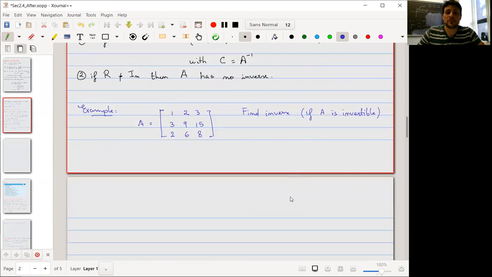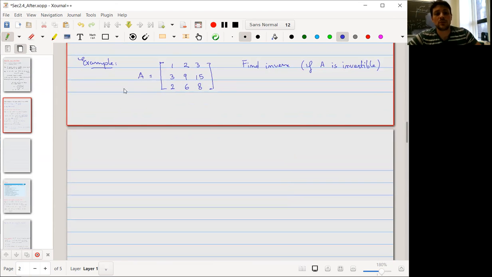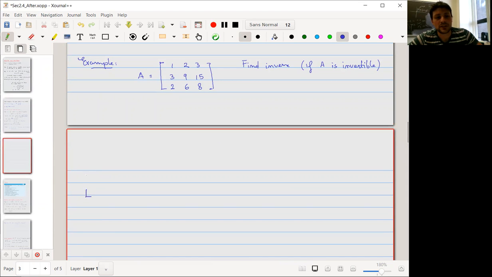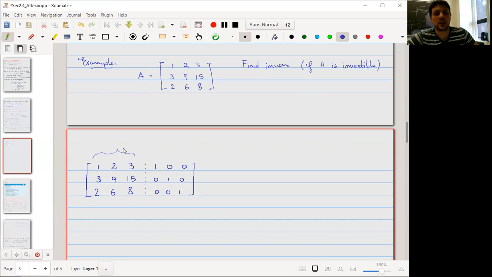Let's try this in an example. We don't know whether A is invertible, but we look for its inverse. To do that, we stick an identity matrix of the same size next to A. And now we perform Gaussian elimination on this first side. We have to carry along all of the rows, but we'll do the operations to reduce the first side to an identity.